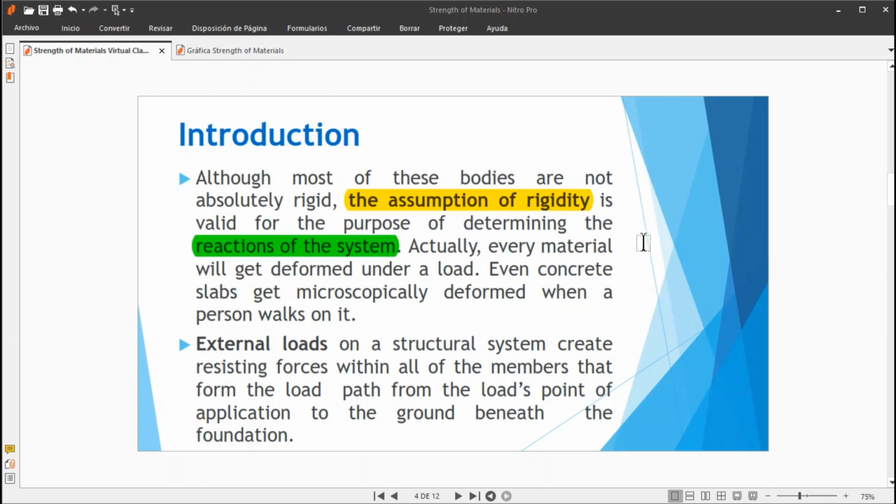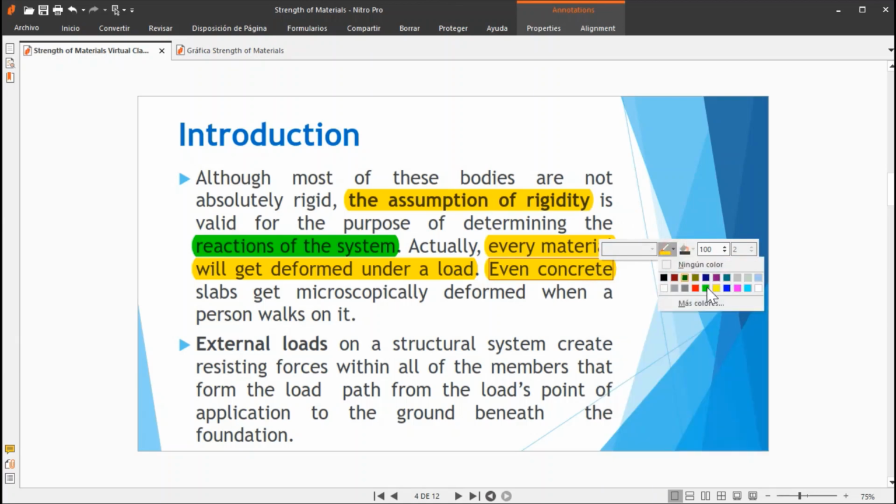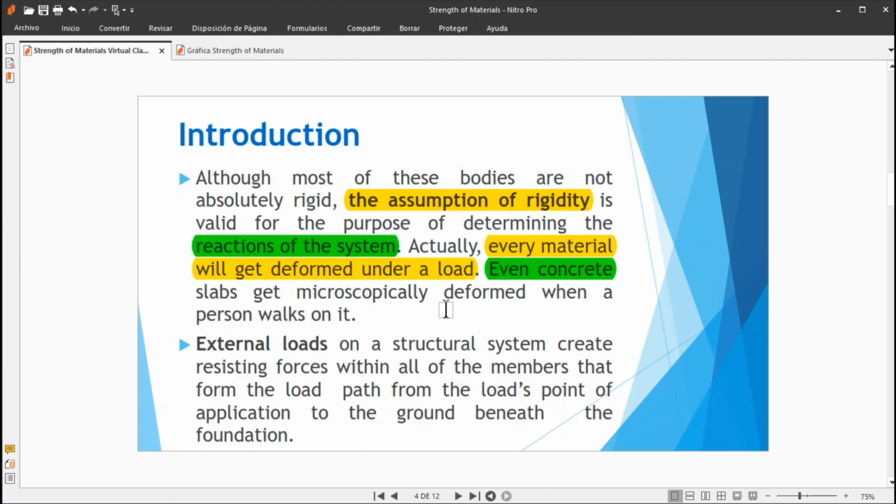So it says, actually, every material will get deformed under a load, what I was telling you. Even concrete, this is very important, even concrete will microscopically deform when a person walks on it. External loads on a structural system create resisting forces within all the members that form the load path from the load's point of application to the ground beneath the foundation. This is what we were talking about with the ledge, okay? This is the logic.